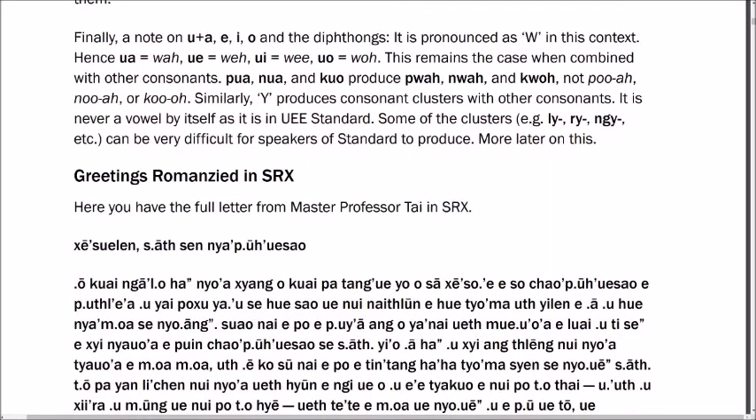Finally, a note on u plus a, e, I, o and the diphthongs, it is pronounced as w in this context. Hence, u equals wa, ue equals a weh, ue equals we, uo equals wo. This remains the case when combined with other consonants. Pua, nua, and kuo produce pwah and wah and kwoh, not pua, noa, or kuo.